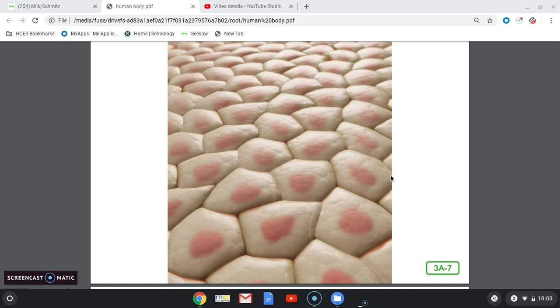Cells work together. They are organized into groups of cells that all perform the same function. These groups of cells are called tissue. Tissue is a collection of the same kinds of cells working together to do the same job. There are four main types of tissue, and each type serves a different function. The four types of tissue are connective, muscle, nervous, and epithelial.